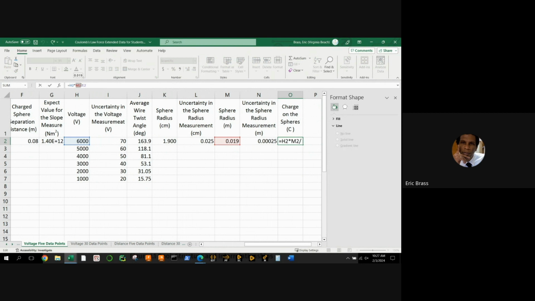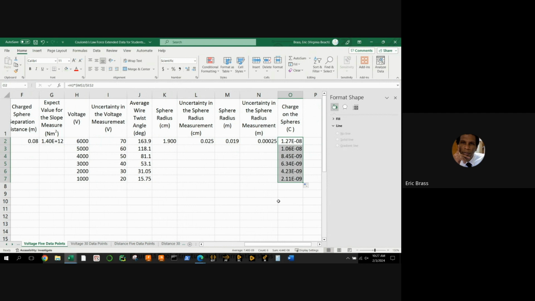You do that by hitting your function key F4. If you're on a Macintosh, find the FN key, hold that down, and then hit the function key F4. It's going to make this static. E needs to be static as well because that's Coulomb's constant. So I'm going to hit my function key again. And then when I bring this down, we have the charges that are on the spheres.